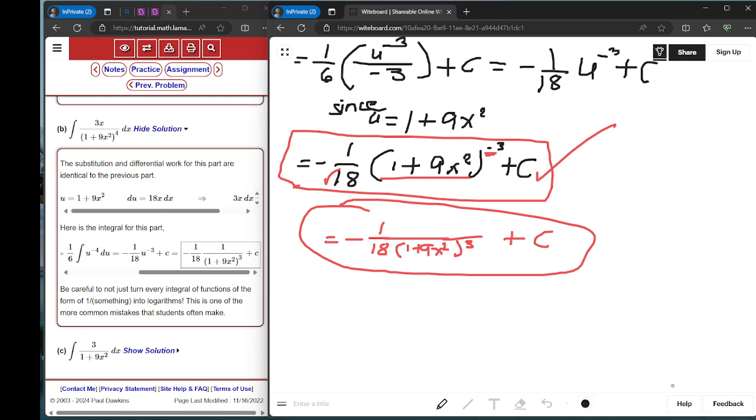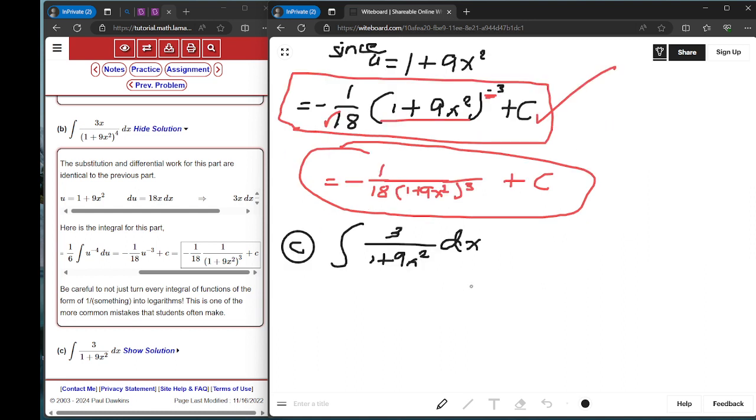Number, letter C is quite challenging. I'm not sure how to solve this, but let's try: the integral of 1 over 1 plus 9x squared dx. If we let our u be equal to, what's this? How do we solve this one? I actually don't have an idea.